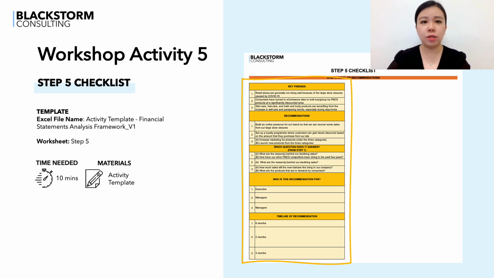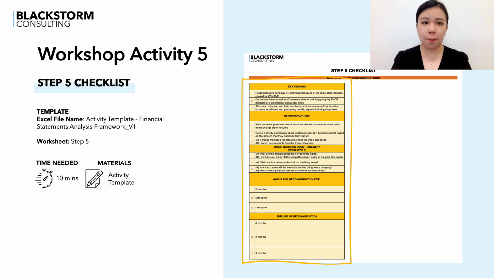It requires us to list down all the key findings and generate recommendations for each of them. For instance, in the Blackwing report, the first key finding is that the retail stores are generally not doing well because of the large store closure caused by COVID-19. A recommendation that the team has generated for the finding is to build an online presence to recover some of the sales.